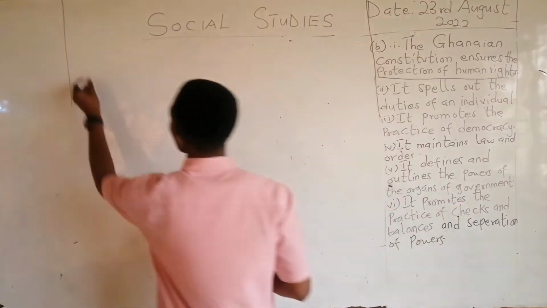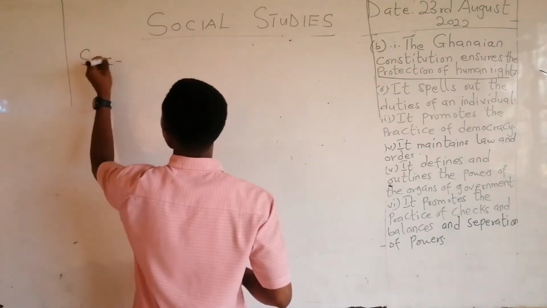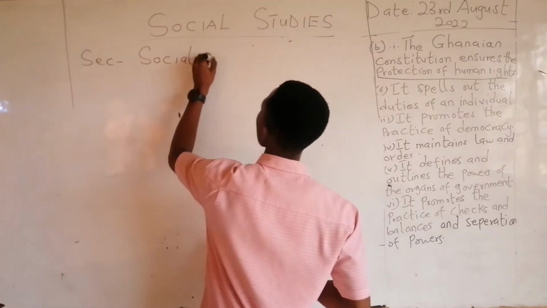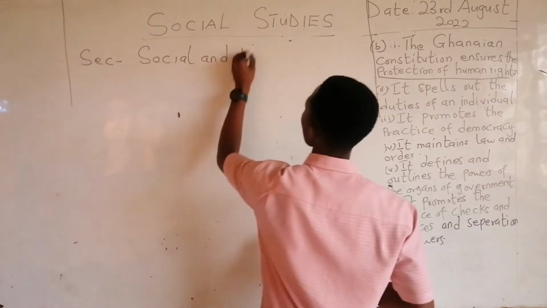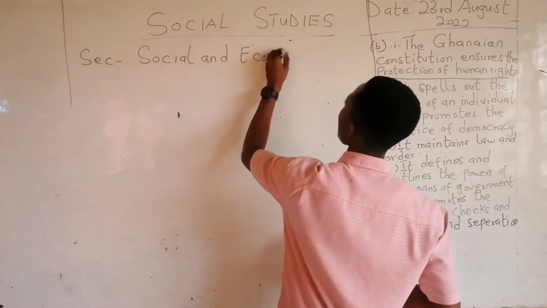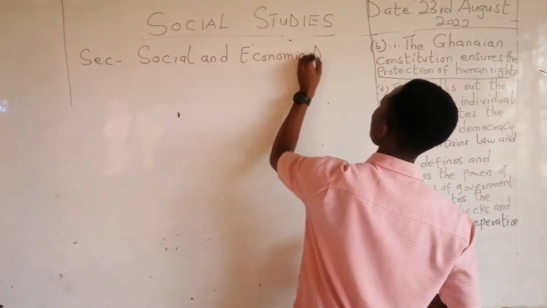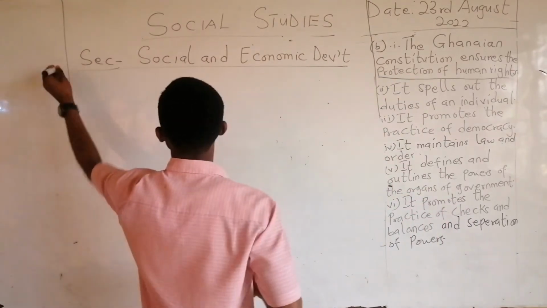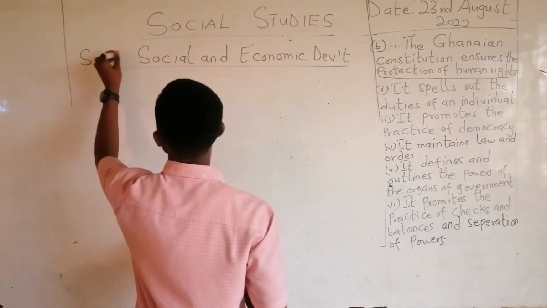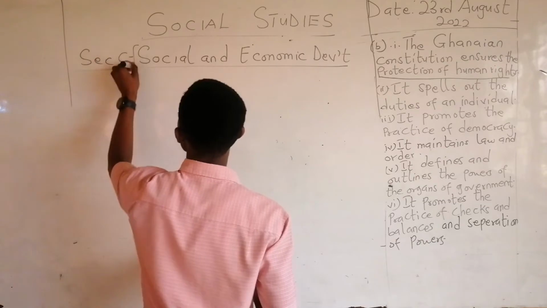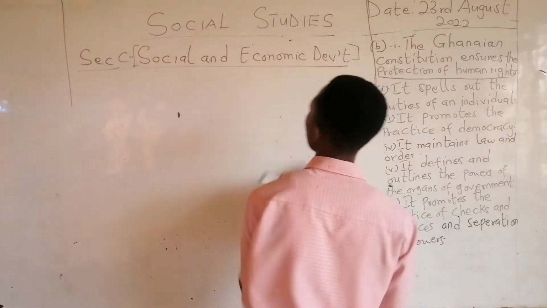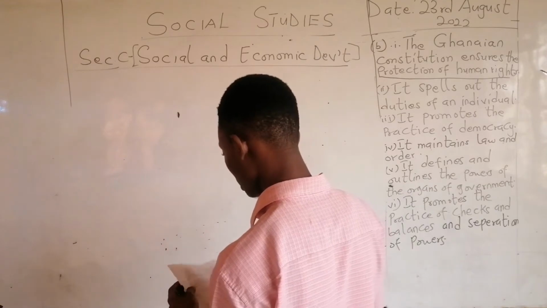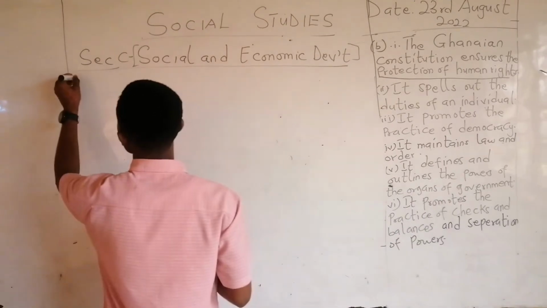That is section C. Social and economic development. Yes. So the social and economic development, we have 5.